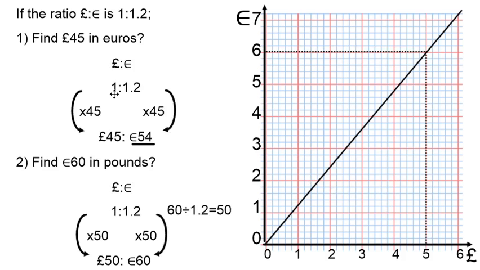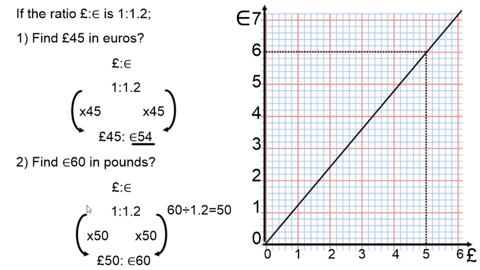Okay, so we know the ratio is 1 to 1.2, so for every pound there's 1.2 euros. So that's telling us if we want £45, we're going to need to times 1.2 by 45. So it's going to be €54.